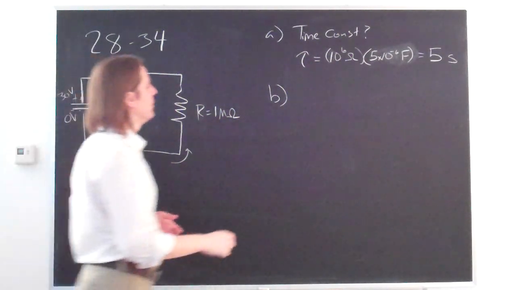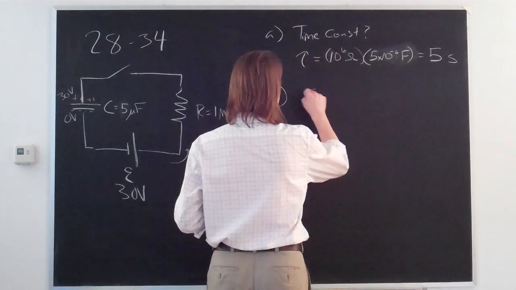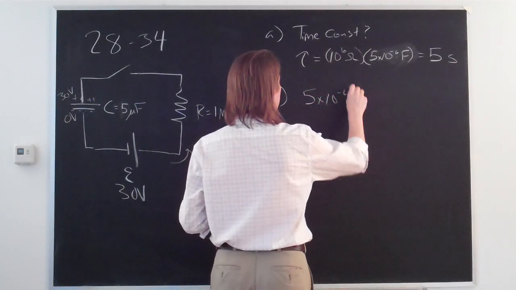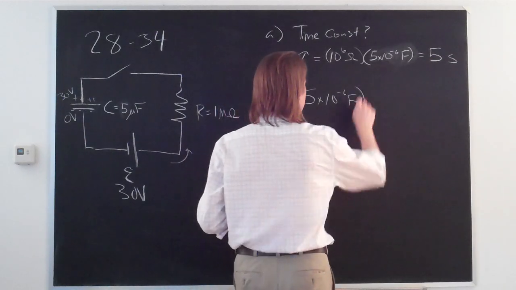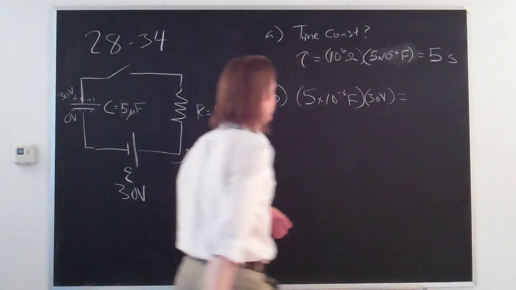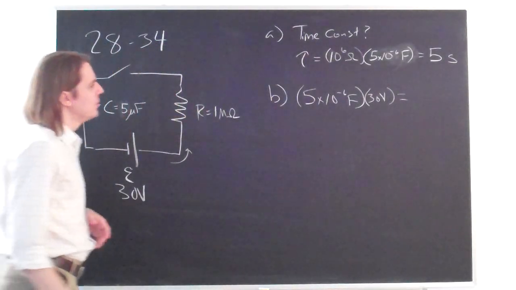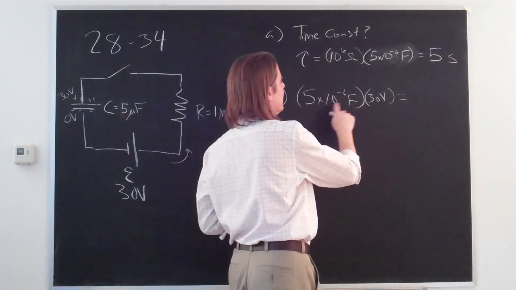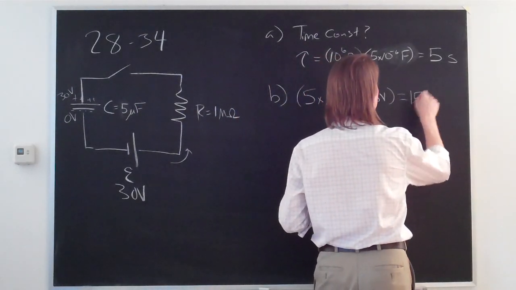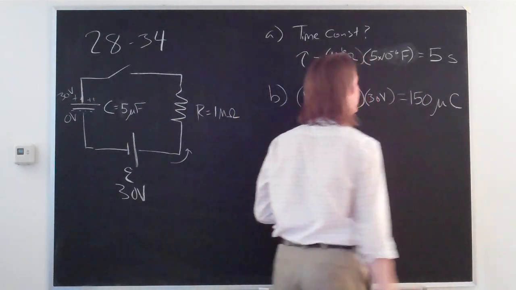So if that's the case, then you just apply the standard formula, 5 times 10 to the minus 6 farads times 30 volts gives you the total amount of charge. So 5 times 30 is 150, and then 10 to the minus 6 is micro. So it must be 150 microcoulombs.